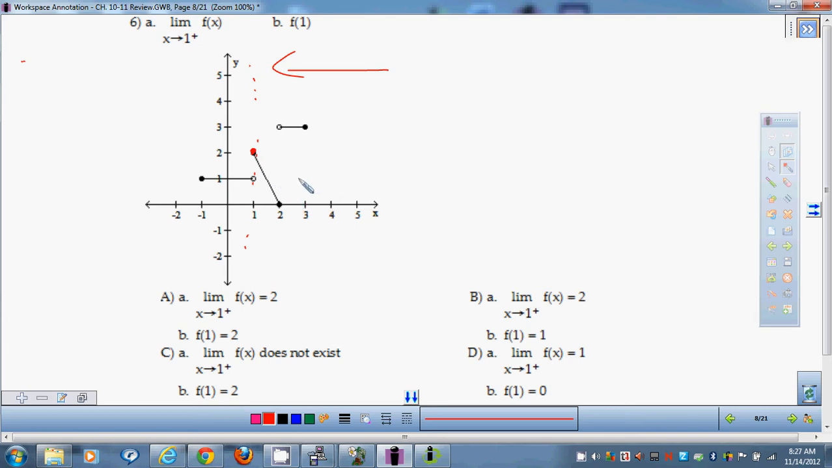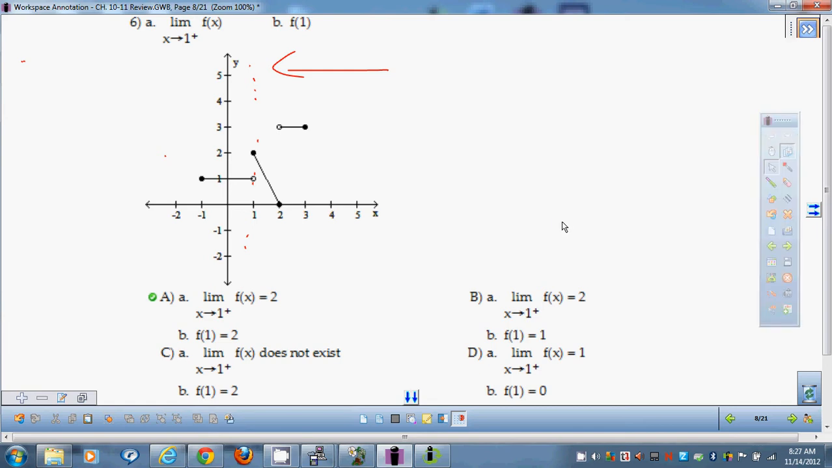All right, 2. So we can say that the answer has to be B or A. They're the only two with the limit equaling 2. What does the actual function value equal at 1? It is also 2 because it's a filled-in dot. So therefore the answer is A.